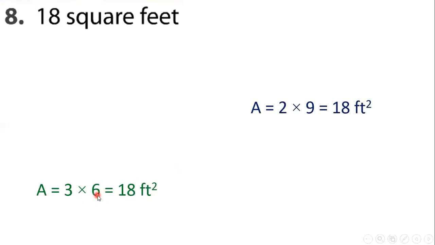Question 8. We have to draw two different rectangles with the area of 18 square feet. First, we need to find two multiplication equations with the answer of 18. As we know, 3 multiplies 6 equals 18 and 2 multiplies 9 equals 18.